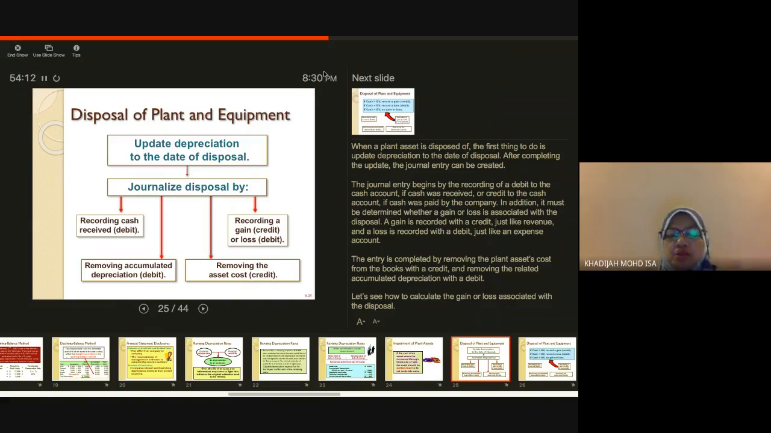Trade in means that you have an asset, then you change it for another asset, and the value of the old asset will be used as part of the trade-in value. So we look into that later. Number one, when you dispose of an asset, most of the time you have cash received. I say that I sell my equipment for 10,000 ringgit, so I'm going to receive cash of 10,000.